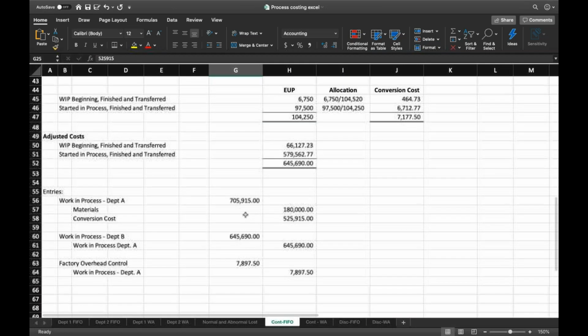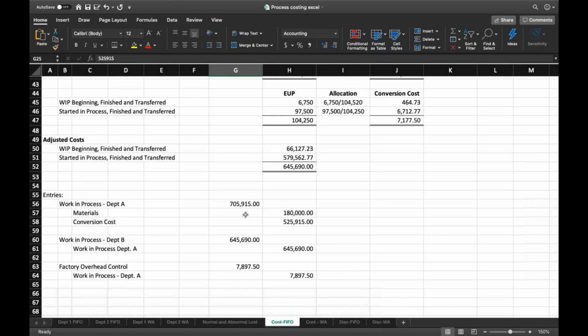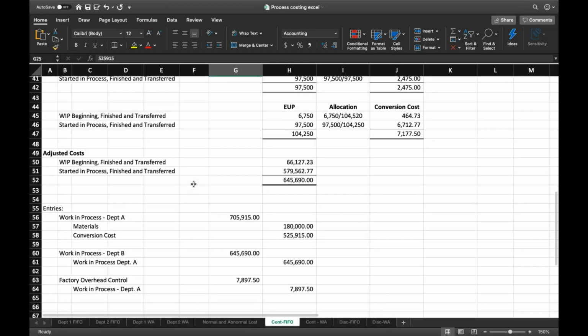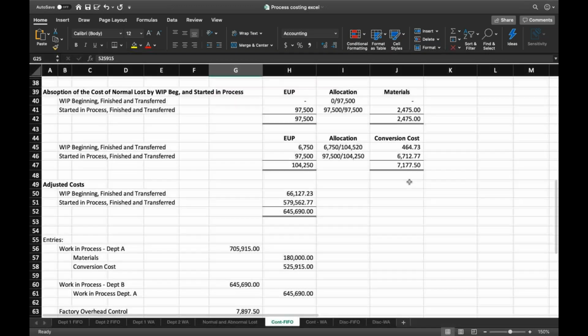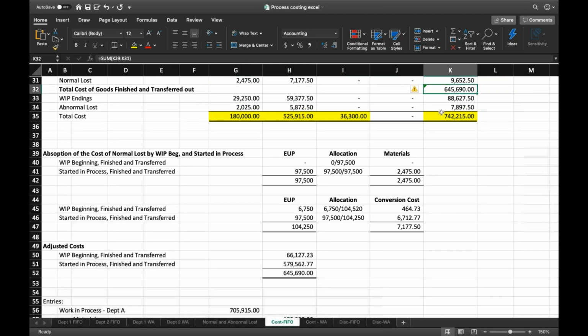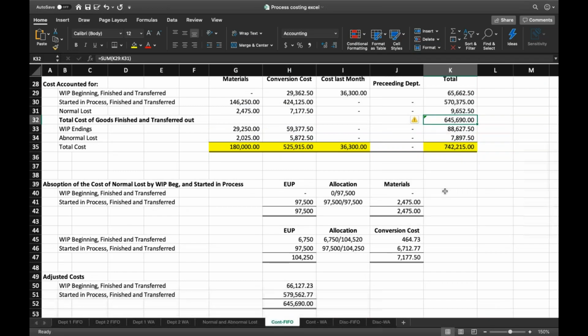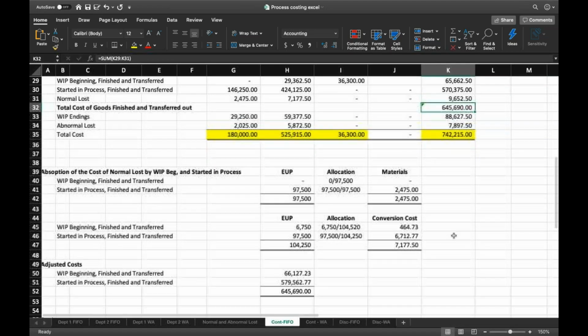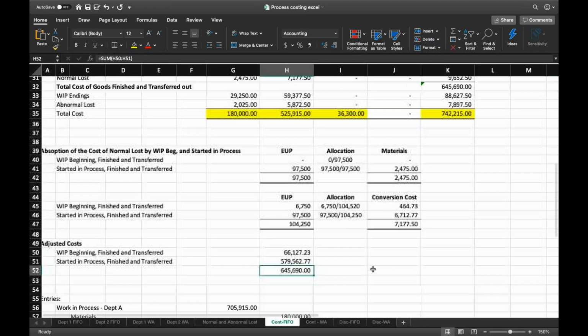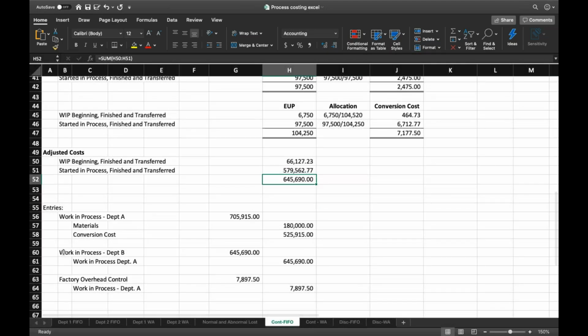Next, the transfer of the good units to Department B, or pwede rin namang finished goods na agad, depende dun sa situation. So let us assume na meron pang Department B, this is Department A. Kaya yung cost na 645,690 to be transferred to the next department, ang entry niyan: debit work in process Department B, credit work in process Department A.